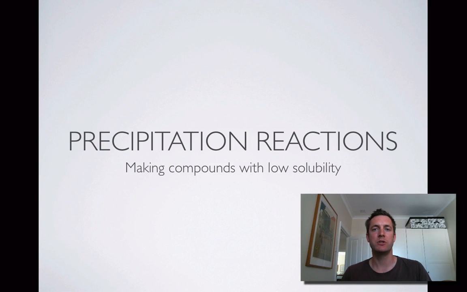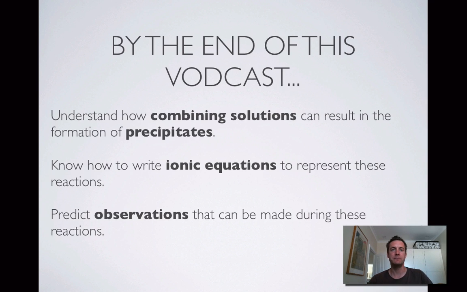Hello, and welcome to this fifth and final film in the series of films about solutions. This one concerns itself with precipitation reactions, so the reactions where we make insoluble substances from a solution. And hopefully by the end of it, we will understand how it is that combining two solutions can result in the formation of a precipitate. Really importantly, you ought to be able to write ionic equations to show these things happening. And also you ought to be able to predict your observations.